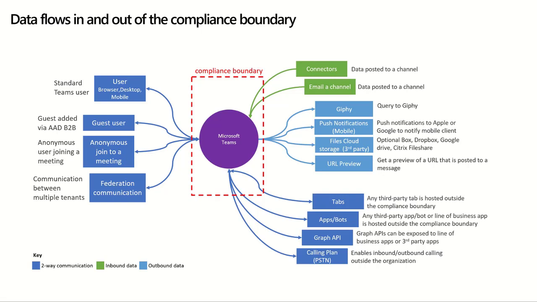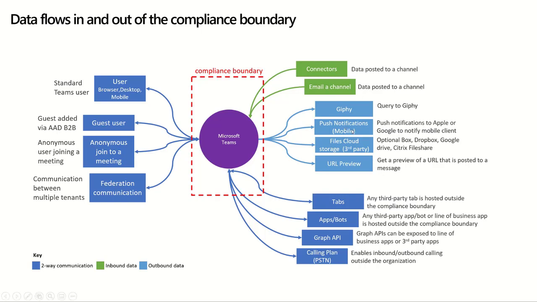So a few differences here. Let's say you use Giphy and you query Giphy. Obviously, as you're searching for a Giphy, you are sending keystrokes outside your compliance boundary. When you get a push notification on mobile, whether it be to Apple for your iOS device or Google for Android, we have to push notifications out outside the compliance boundary to those various services.